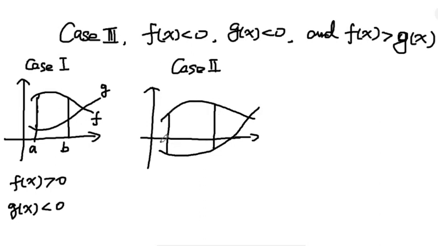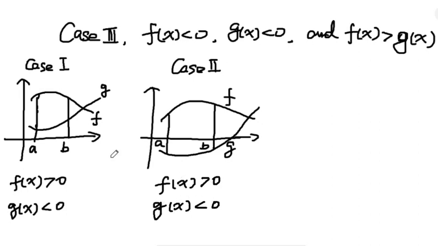F is positive. G is negative. This is case 2. What is the height for case 2? We still get that the height of each approximating rectangle will be f(xi star) minus g(xi star). It's the same as case 1.